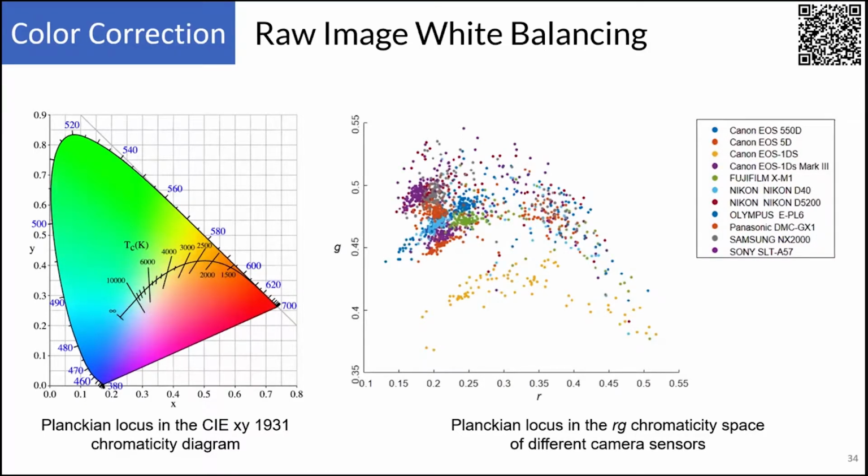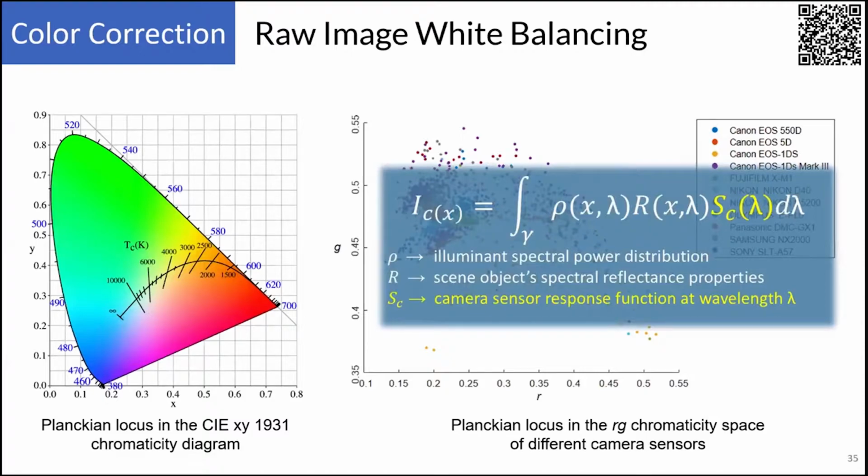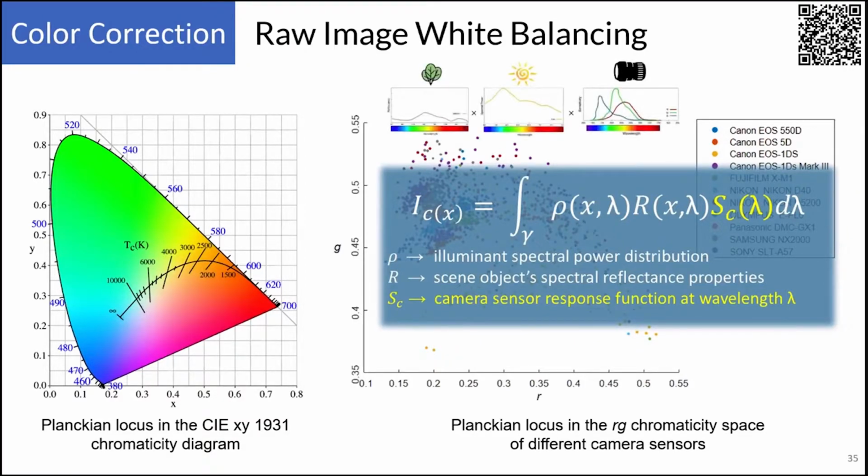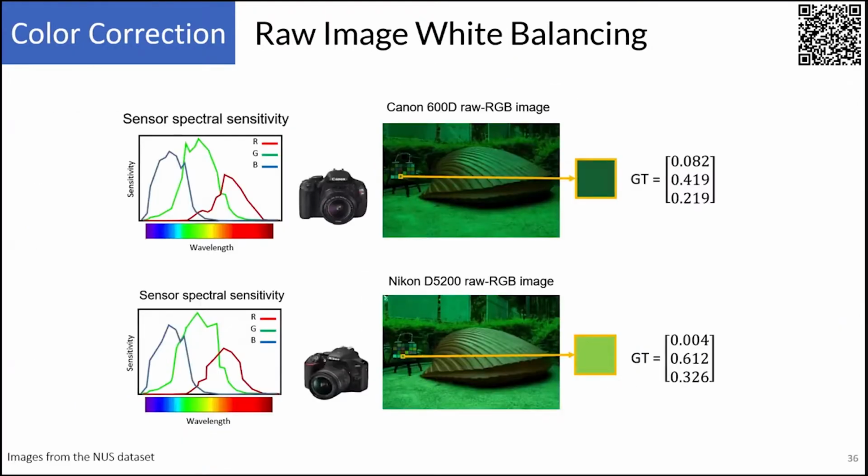And that makes sense because the camera sensor response function contributes directly to the image formation of raw images, and we already mentioned that earlier in the presentation. So that means if we capture the same scene with two different camera devices that have different sensor spectral sensitivity, we expect to get different measurements. And consequently, we have different ground truth colors.